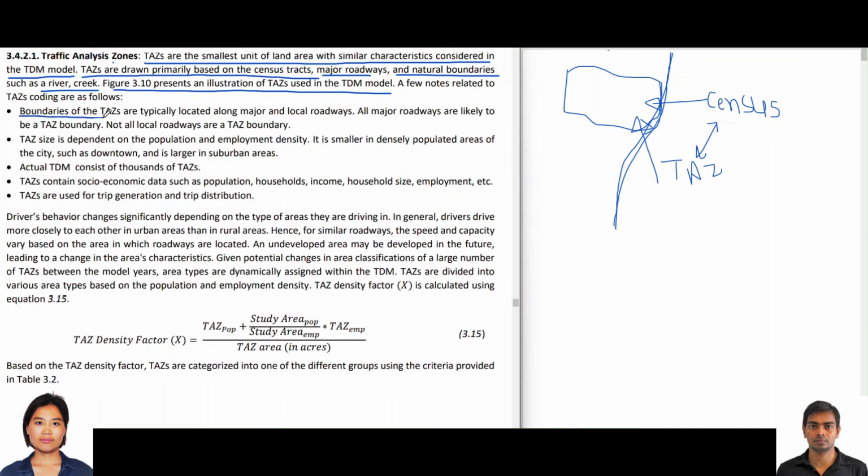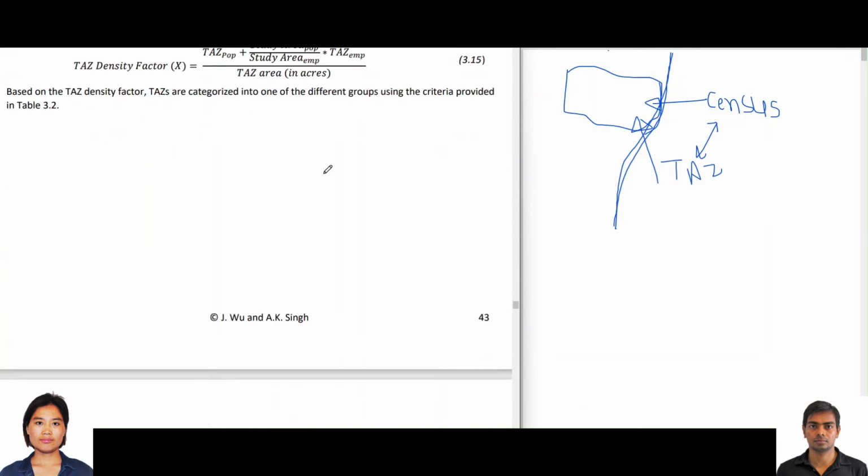So boundaries of TAZs are typically located along major and local roadways. All major roadways are likely to be TAZ boundaries, but not all local roadways are TAZ boundaries. Size is dependent on the population and employment density. That's another factor.